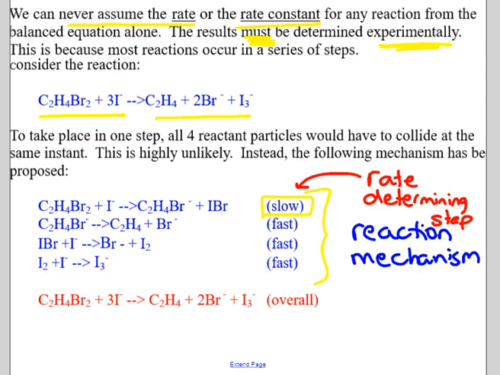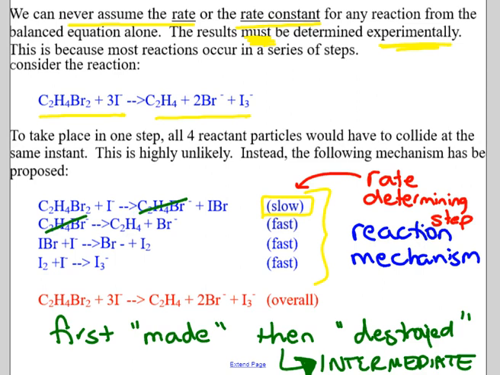Well, you'll notice that the C2H4Br2 reacts with one of the iodides. That forms C2H4Br- and IBr. This C2H4IBr- then immediately decomposes to form C2H4 and Br-. It was made and then destroyed. Species that are first made in one step and then used up or destroyed in another step are referred to as intermediates. This can be canceled out of the equation because it will no longer appear.